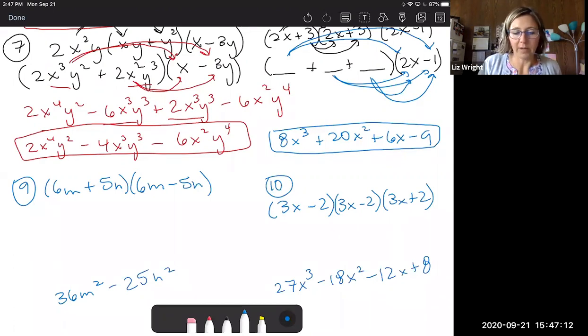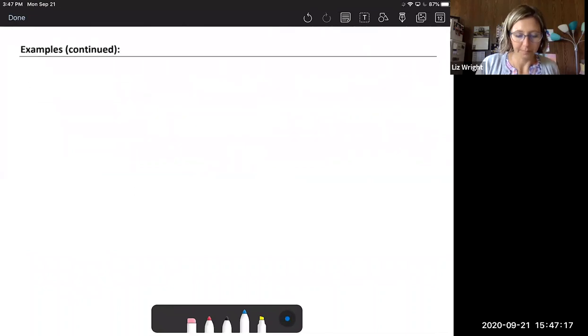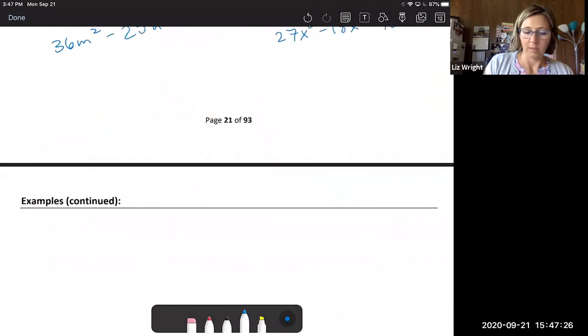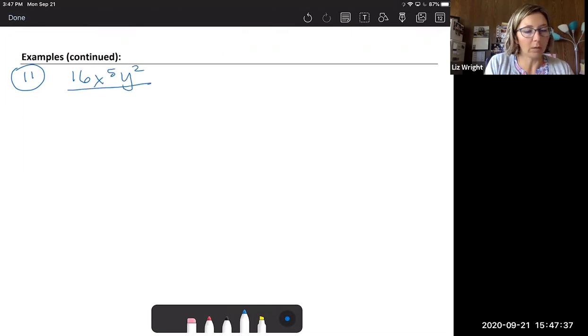And then we're going to work on our dividing. So dividing our polynomials. Number 11. Okay, so if we've got 16x to the 5th y squared, and that's going to go all over 28x squared y to the 9th. So we've got that as our problem to start with.